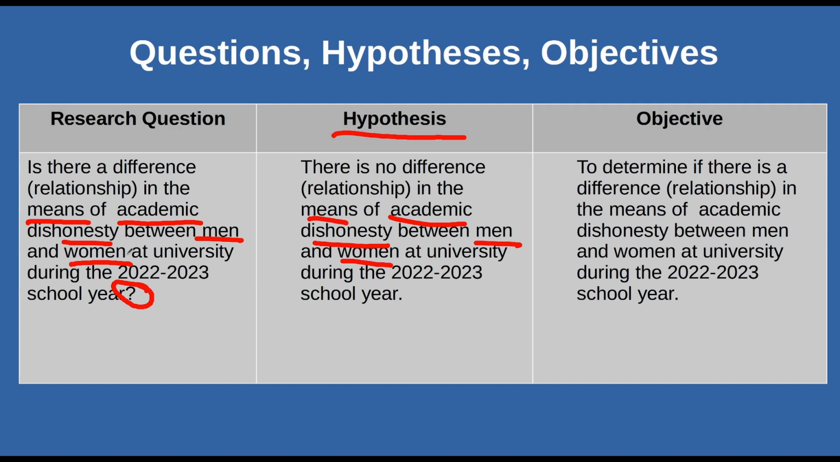Let's take a look at the objective. To determine if there is a difference in the means of academic dishonesty between men and women at university during the 2022-2023 school year. Again, we got means here. We got academic dishonesty. We got men. We got women. It's all the same.